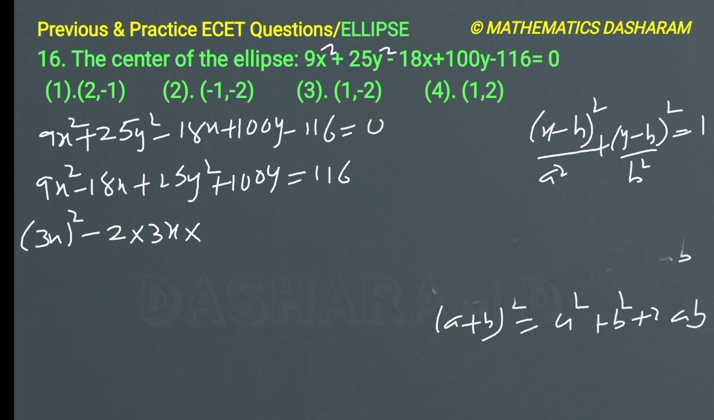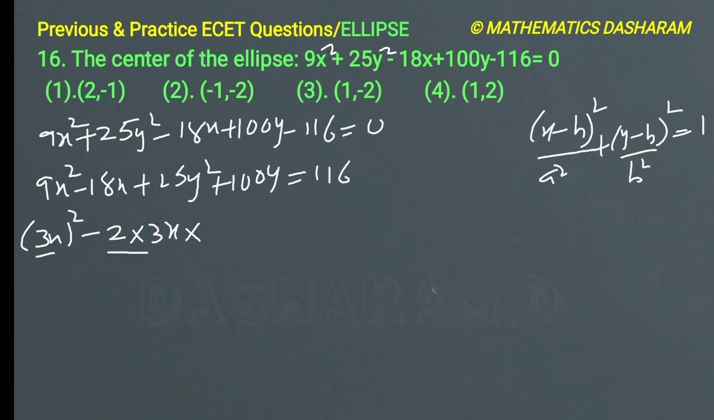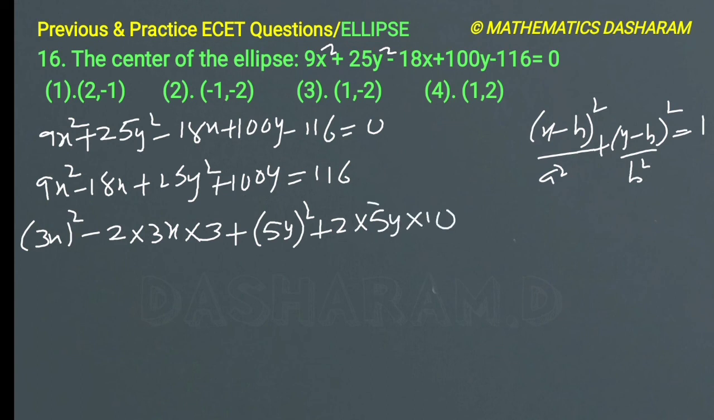So we need this type of terms. That is why here a square, next it is going to be 2ab. So 2 into a, next the b value. What is the b value? 3. Now let's simplify this. 2 into 3x into 3, how much? 18x. Similarly, 25y square means 5y whole square. So this is a square. Next 2ab is required. So 2 into 5y into, here 100 is there. 2 fives are 10. Then 10 will come. Now you simplify this. You will get 100y. So then it equals 116.